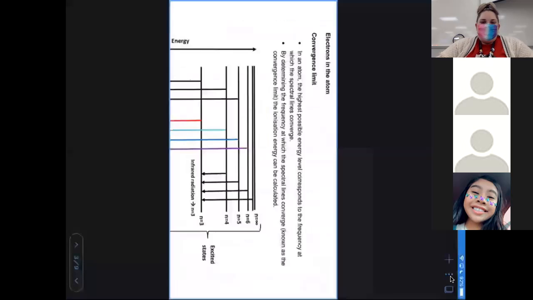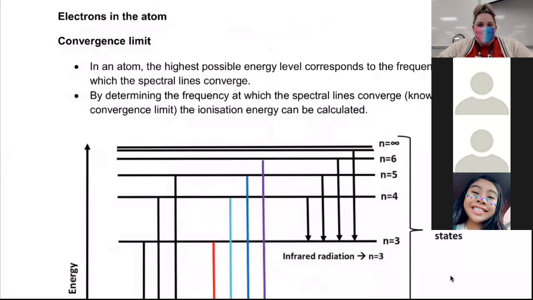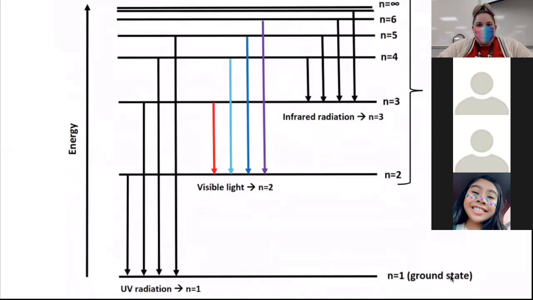Okay. So towards the end of the SL stuff for topic 2, we have these line spectra where we can show if an electron falls, how much energy will be given off. And so it tells us what type of radiation, like infrared, visible light, and UV.